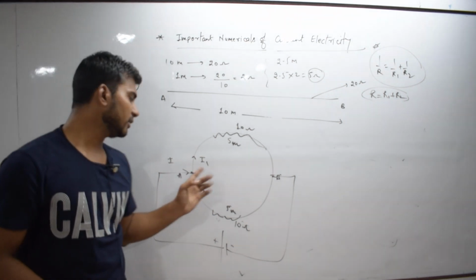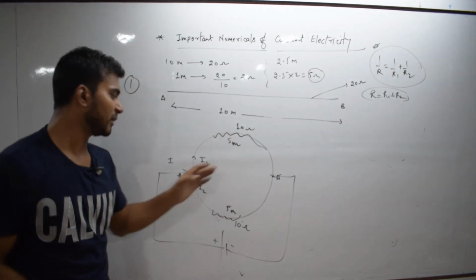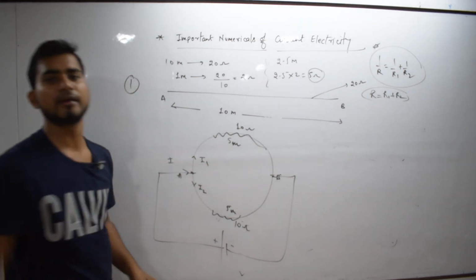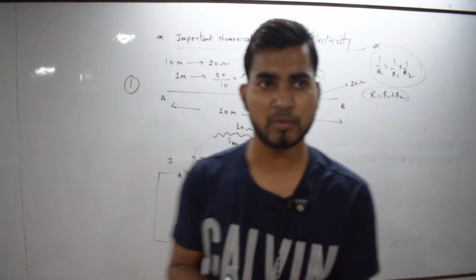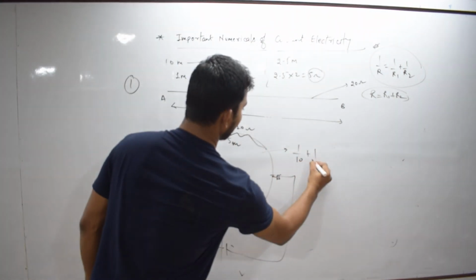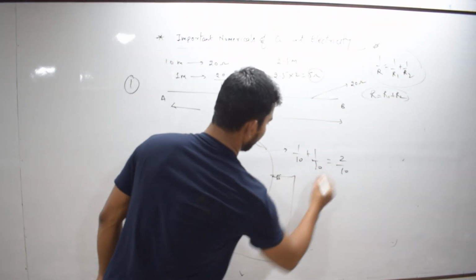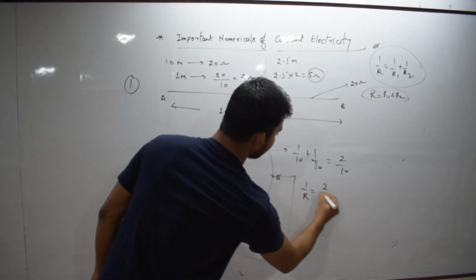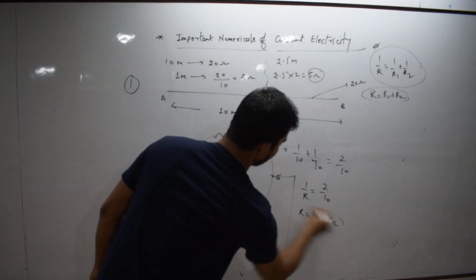Now it is very clear that the 10 ohm resistance and the other 10 ohm resistance are in parallel because the current is different. So we can solve 1 by 10 plus 1 by 10, and we get the result 2 by 10. That is the value of 1 by R, and R equals 10 by 2, that is 5 ohm.